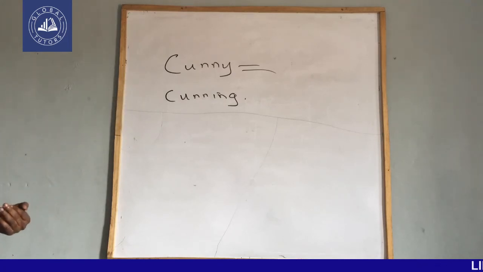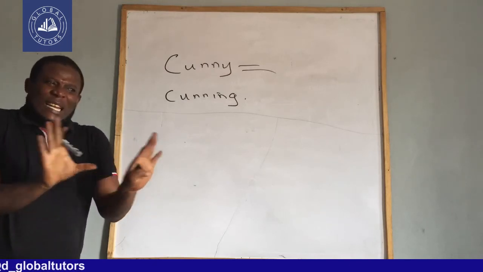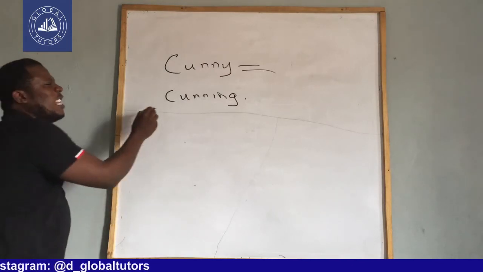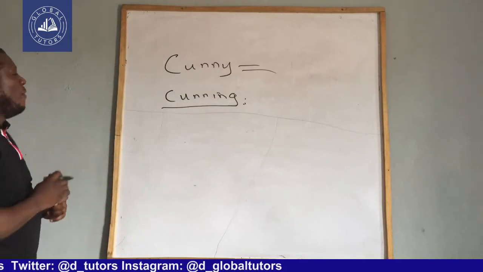So whenever you want to refer to somebody who is a bit crafty, a bit slick, say, "You are too cunning for my liking." Not "You are too cunning for my liking."